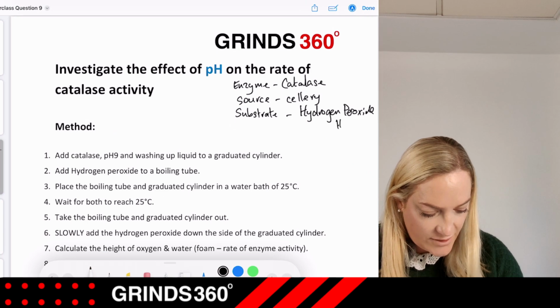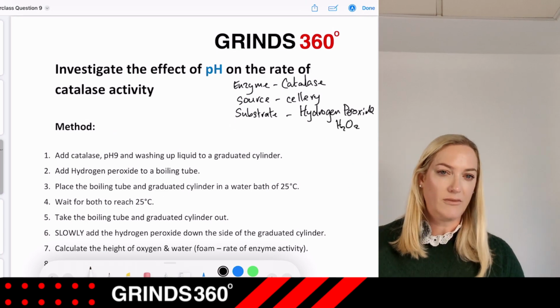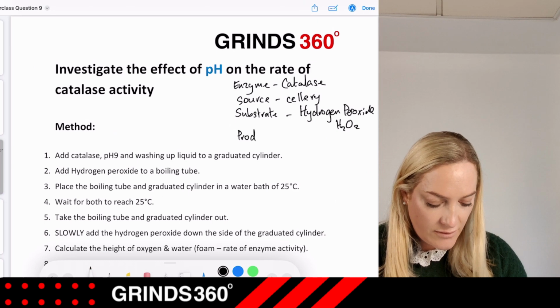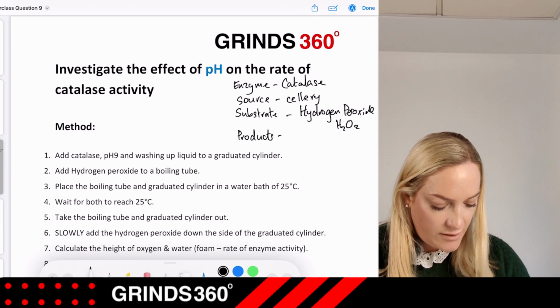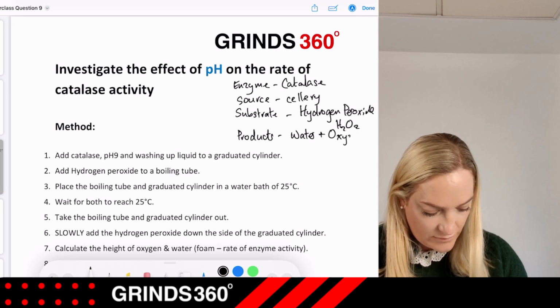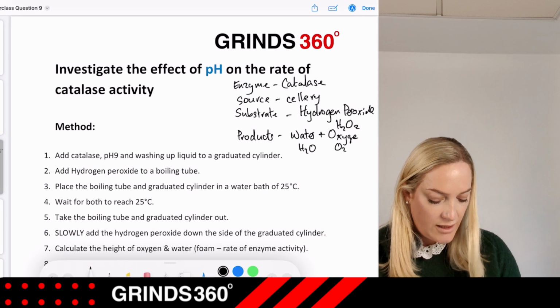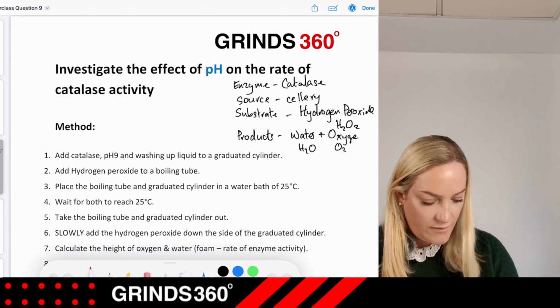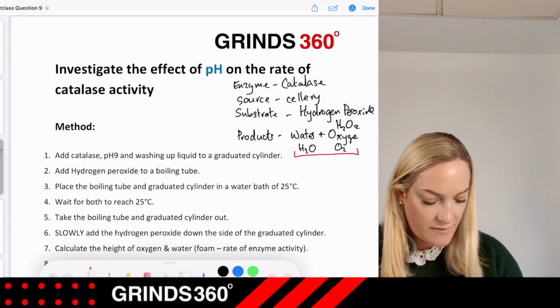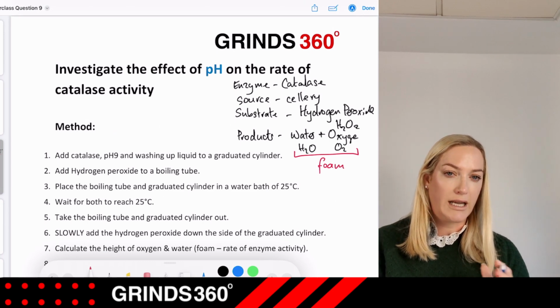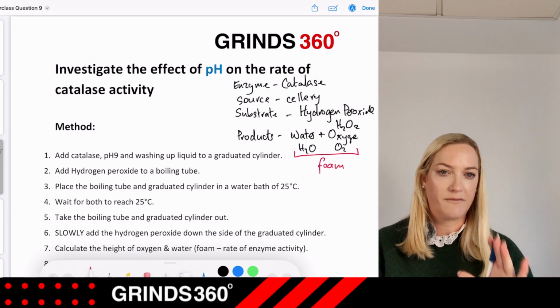Or you can say H2O2. What's your products? Your products are going to be water and oxygen. So that's your H2O and your oxygen. These two are visible as foam. So your product is water and oxygen visible as foam.